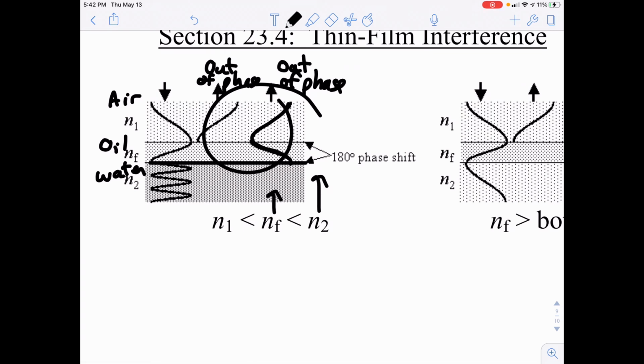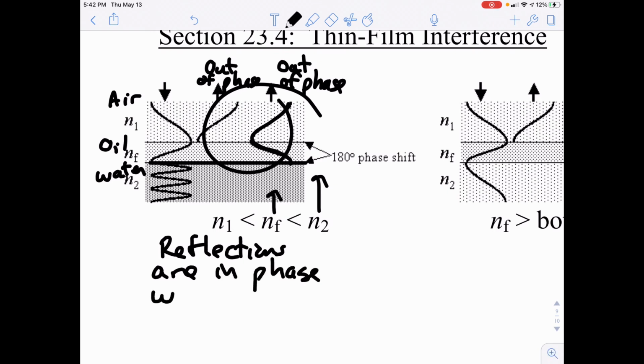So in this case, the reflections are in phase with each other. And how does that translate to a relationship? Well, here's what it looks like.